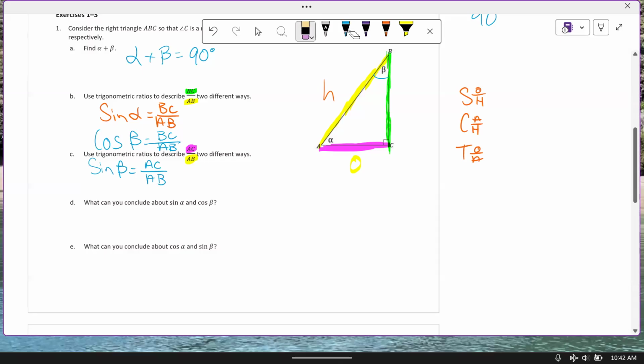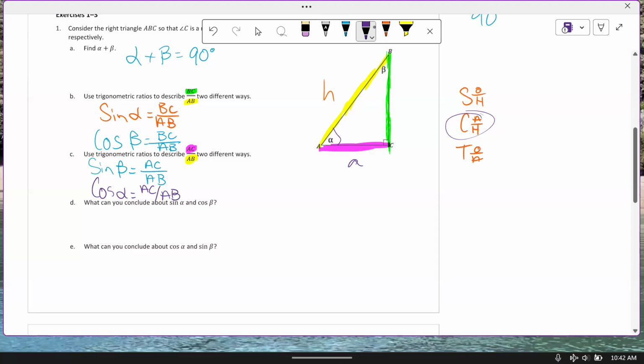Now let's switch and look at a different angle. Let's go ahead and look at alpha. If we look at the alpha, AC is adjacent to our alpha, and our hypotenuse is still a hypotenuse. So if we have an adjacent and a hypotenuse, that's working with CAH. So we're going to have cosine of alpha equals AC over AB.